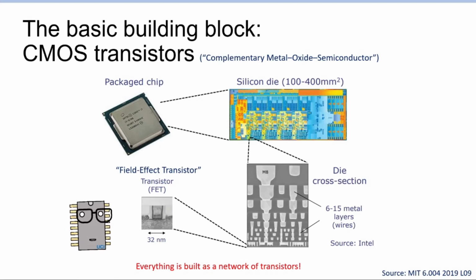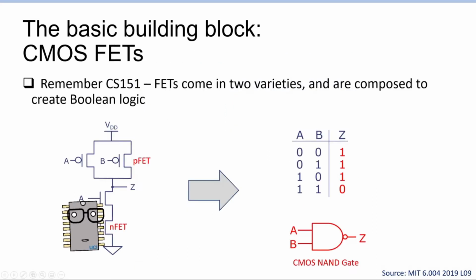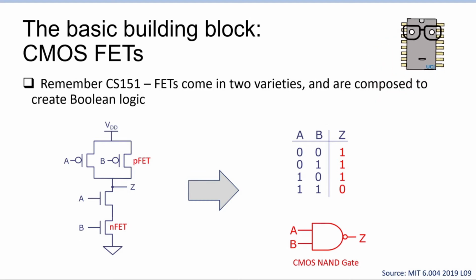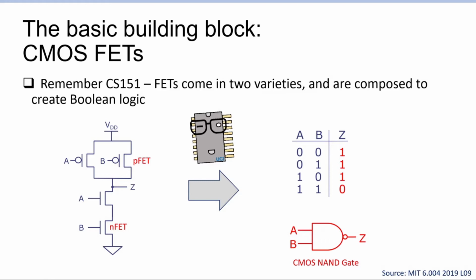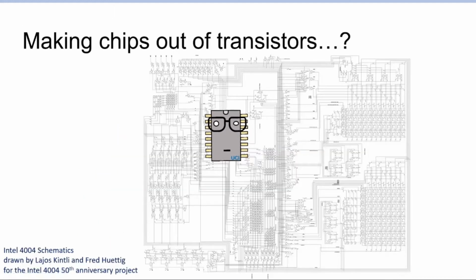Anyways, using these transistors, the field effect transistors, you can build the logical building blocks. If you remember from CS151, transistors come in two varieties, the PFET and NFET. And these things can be wired together, like an example you see here on the left for a NAND gate using CMOS technology to represent Boolean logic, which represents logic gates. And that's simple enough, something we're familiar with.